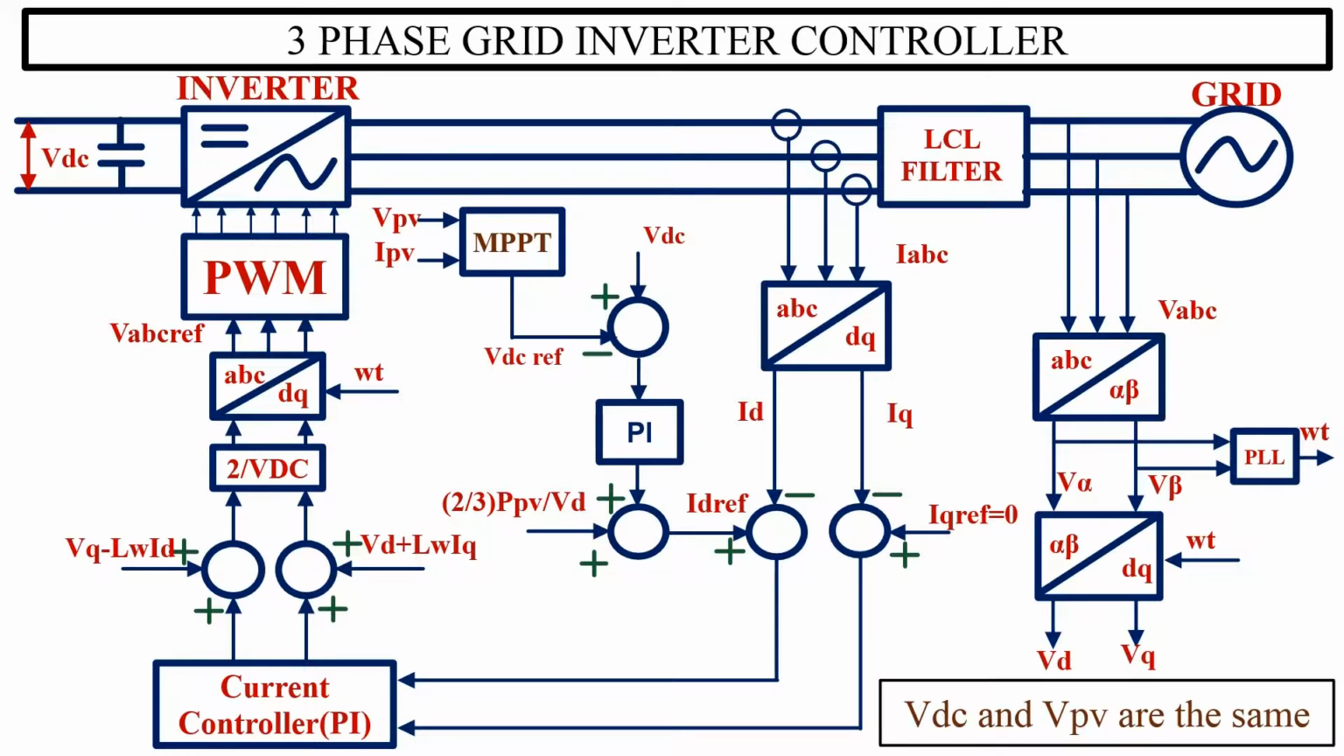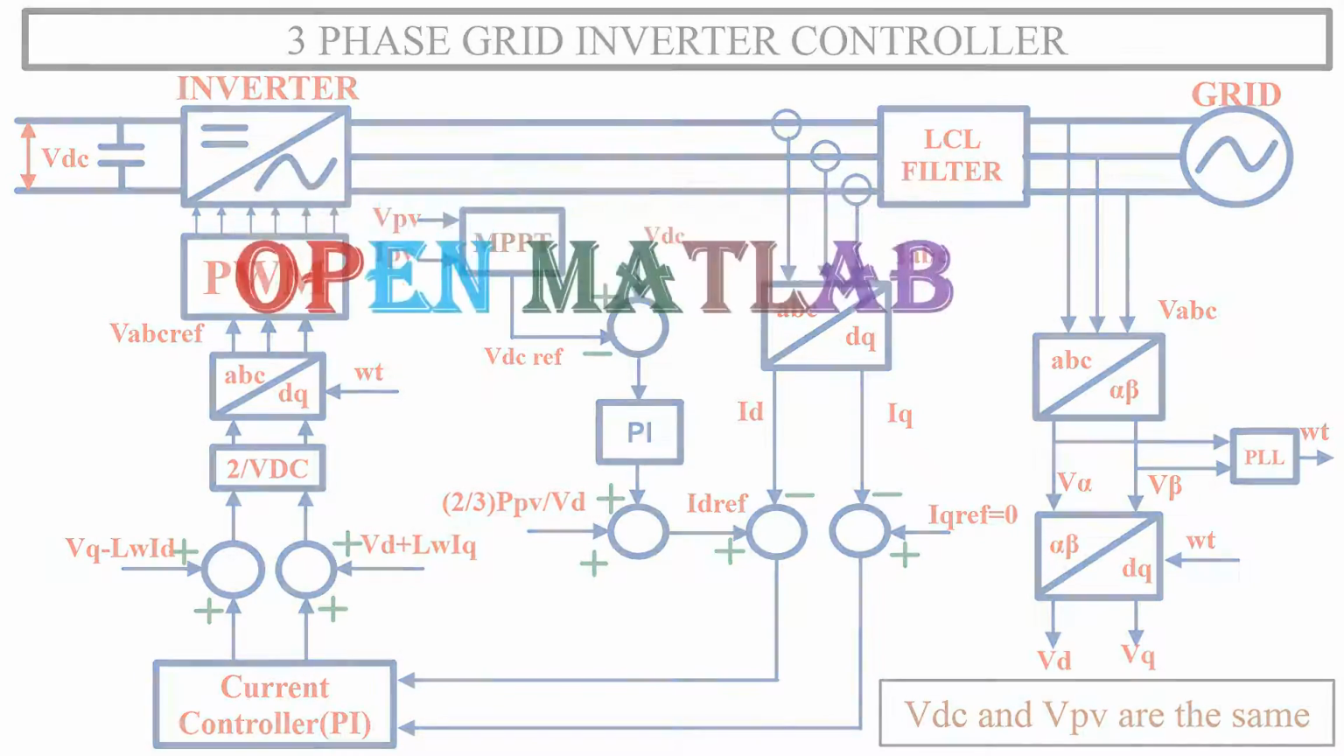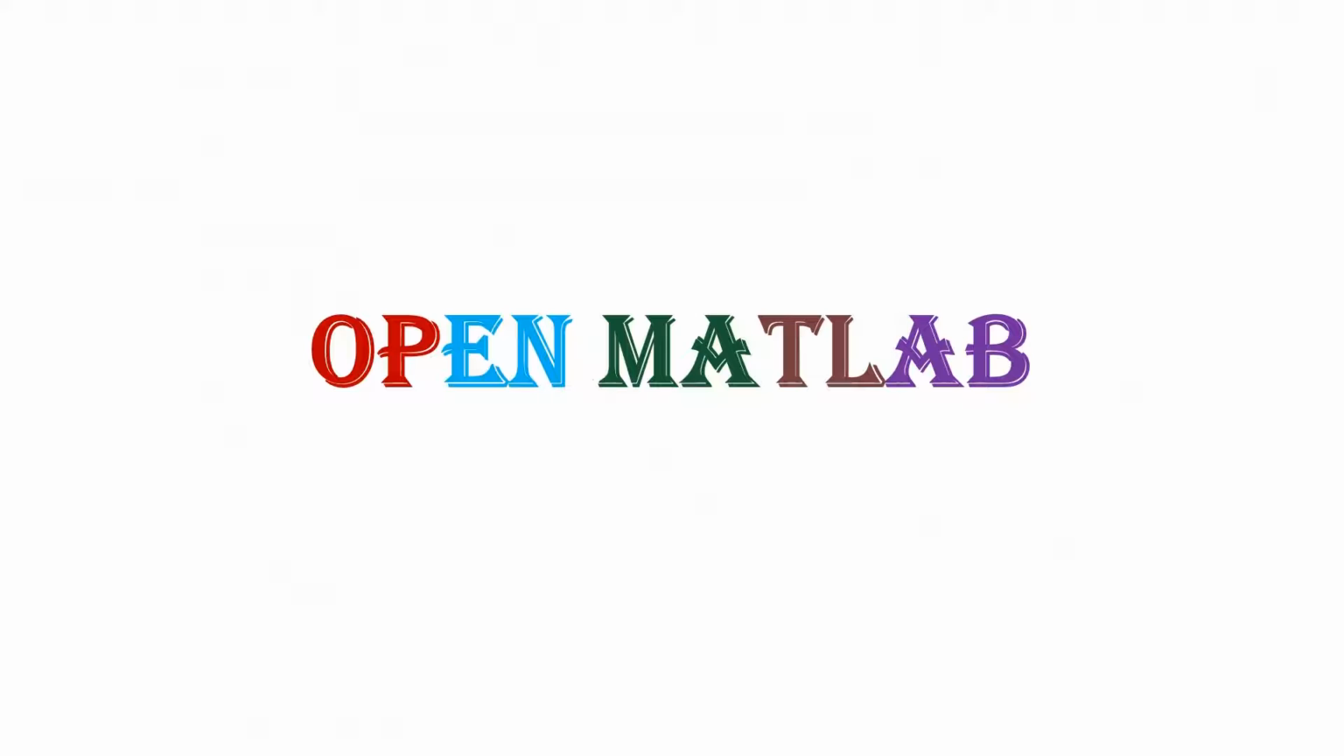Another difference is that here we need to add a feed-forward term to the output of DC bus controller. The value of feed-forward term is given by 2/3 times VPV divided by VD. Everything else in the controller remains the same. Now we open the MATLAB and start doing simulation.